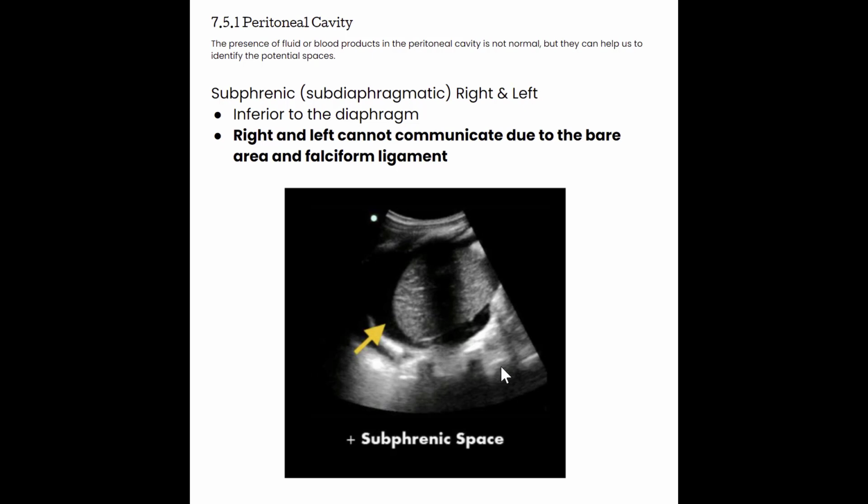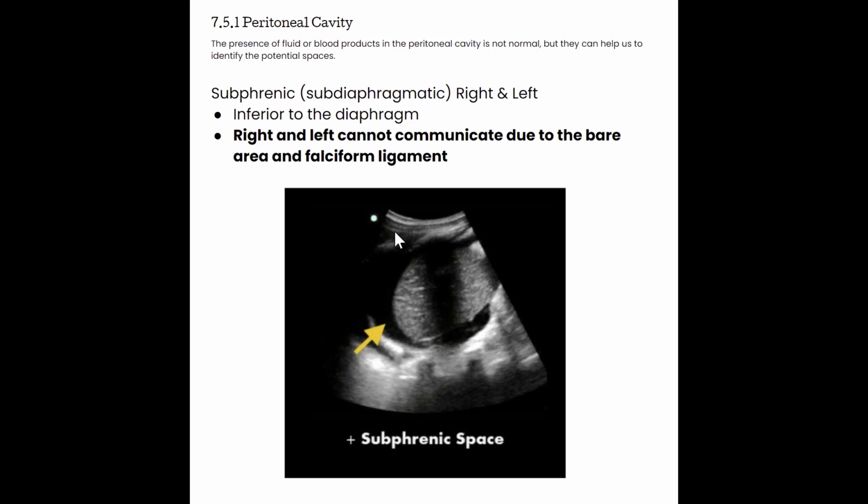Remember, there are two subphrenic spaces, the right and the left, and they are going to sit just inferior to the diaphragm. Remember that the right and the left subdiaphragmatic spaces cannot communicate because of the bare area and the falciform ligament. So there will never be fluid in that bare area, which keeps the right and the left side very separate from one another. Looking at this image then, we want to always identify where the diaphragm is. That's going to be the first key thing.